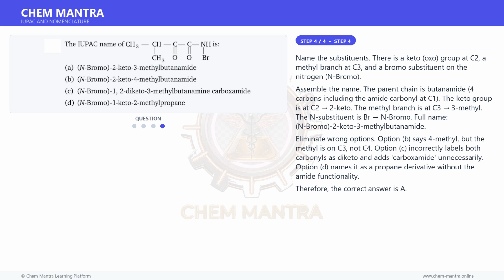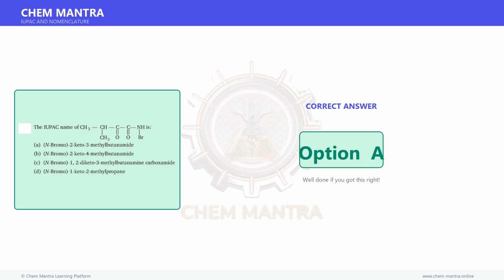Eliminate wrong options. Option B says 4-methyl, but the methyl is on C3, not C4. Option C incorrectly labels both carbonyls as diketo and adds carboxamide unnecessarily. Option D names it as a propane derivative without the amide functionality. Therefore, the correct answer is option A.